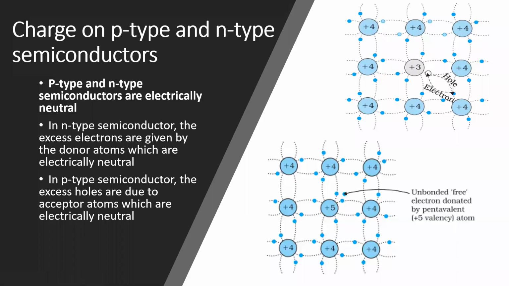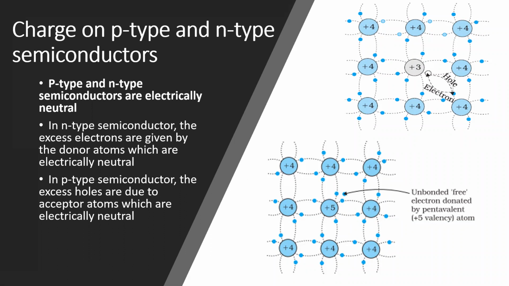We know that extrinsic semiconductors are of two types, p-type and n-type. P-type have excess of holes compared to electrons as charge carriers. And in n-types, you have majority charge carriers, electrons, and minority charge carriers, holes.